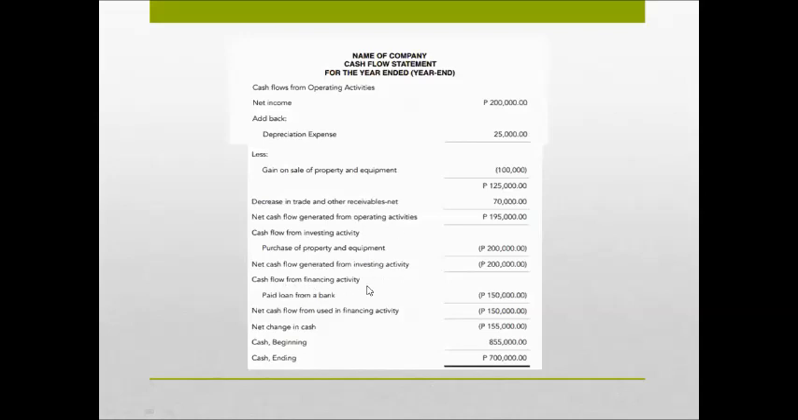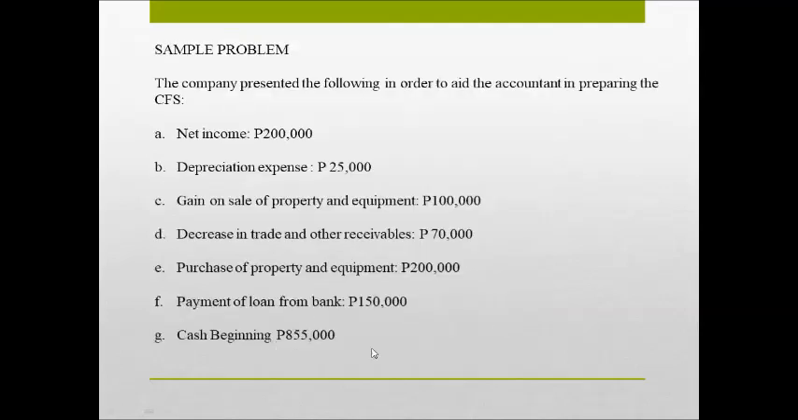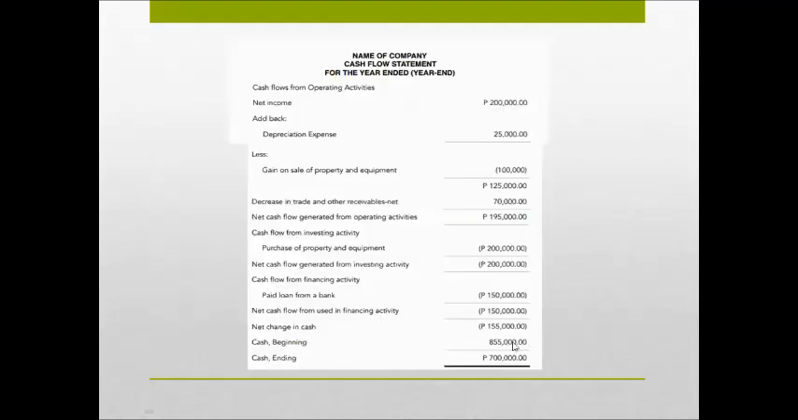And then for the cash flow for financing, here it says payment of loan from bank. So we paid the bank. It is also an outflow, so it is also deducted here. Okay? So the total will be negative 155. When we add the three, 195 minus 200,000, that's negative 5,000. Then we add the negative 150, that's negative 155,000. And then our beginning cash balance is 855,000. So what happens is 855 less 155, that's going to be 700,000. So our ending cash balance that will be forwarded to our financial position is the 700,000 cash balance.